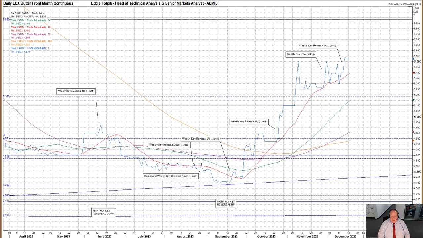Now an unusual one. A weekly key reversal up in EEX butter futures last week, if only just. What made that one interesting is how it was the second weekly key reversal up within 3 weeks, and comes on the back of a monthly key reversal up seen back in September that's been leading the market higher. We've had no moves since then in either direction, which is ominous in all sorts of ways, I suppose.